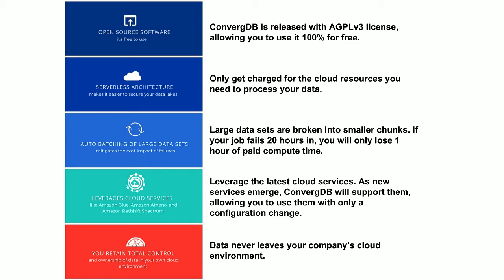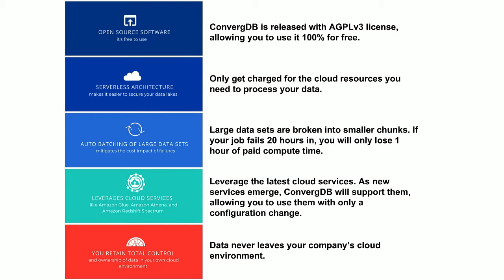Another key feature of ConvergDB is that we do auto batching of large data sets. So let's say you have a terabyte of data, but you only have 100 gigabytes of RAM in your Glue cluster. ConvergDB is not going to try to process that terabyte of data at one time. Instead, it's going to break it into 100 gigabyte chunks and process just one chunk at a time, one small batch at a time.